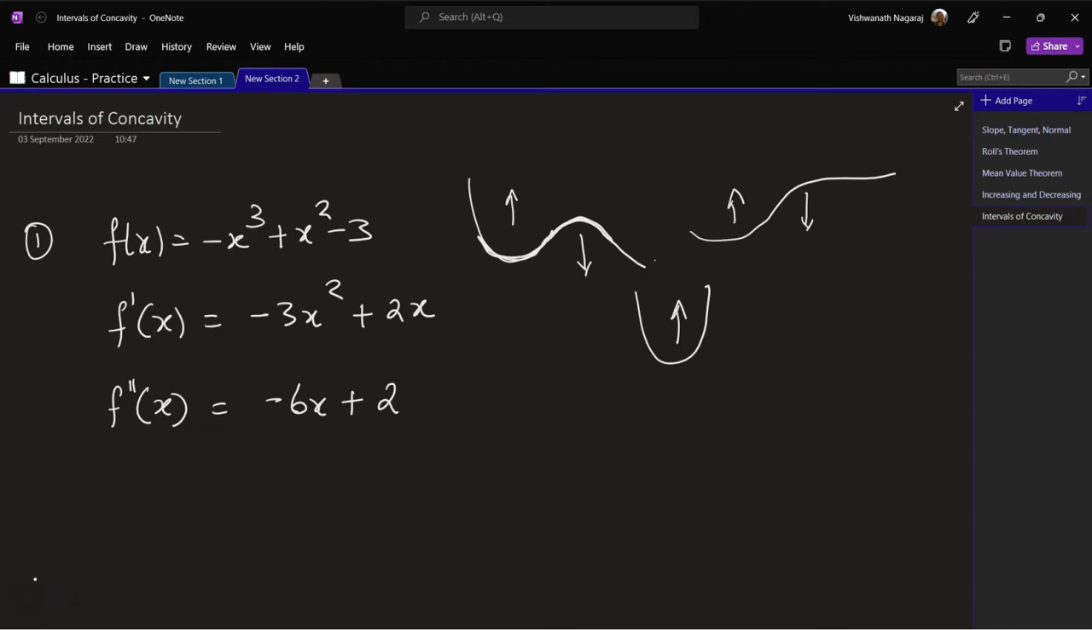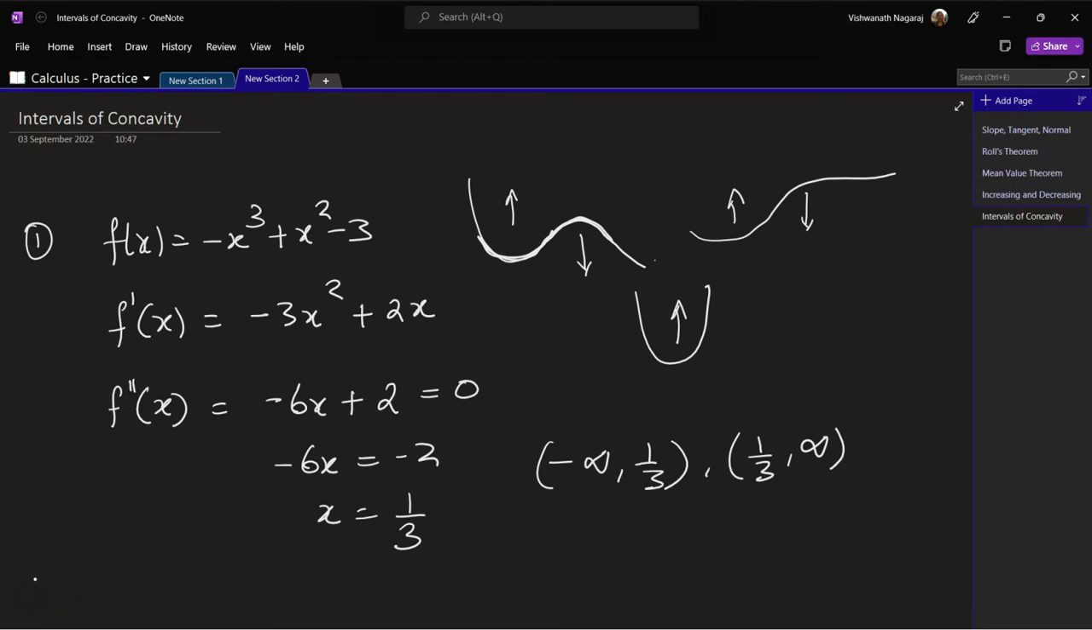Now, if we equate it to 0, what do we get? We get minus 6x equal to minus 2, that is x equal to 2 by 6, that is 1 by 3. So what this tells us is that from minus infinity to 1 by 3, there is an interval of concavity. It doesn't tell us whether it is up or down, right? And it also tells us that there is another interval of concavity from 1 by 3 to infinity.